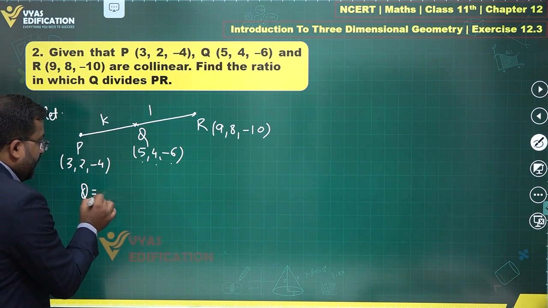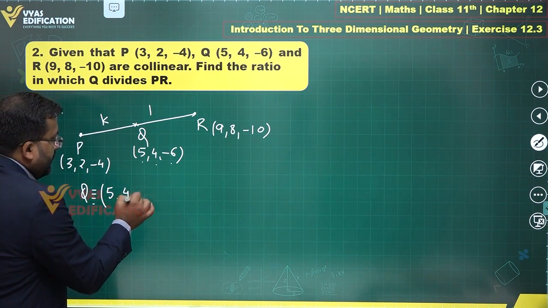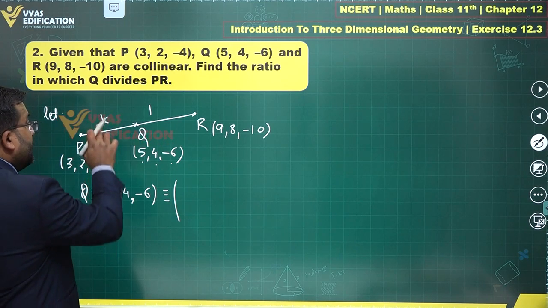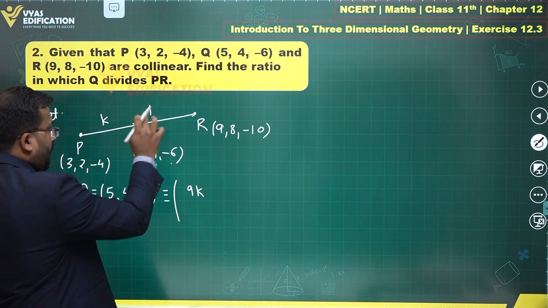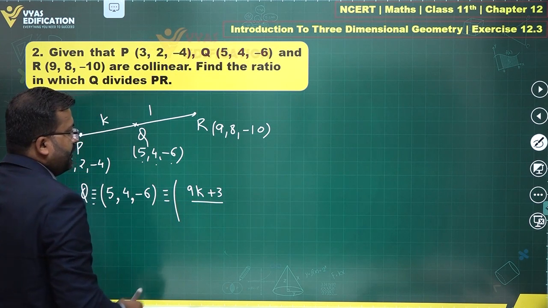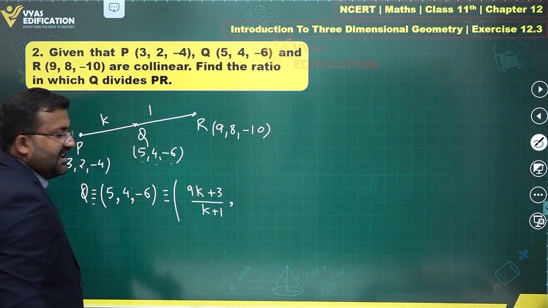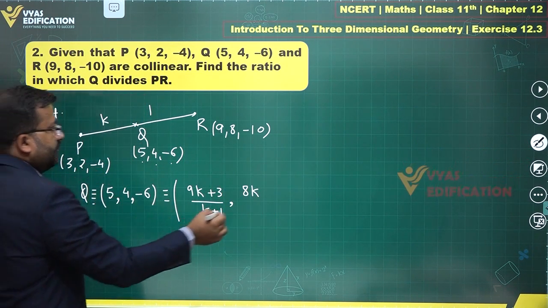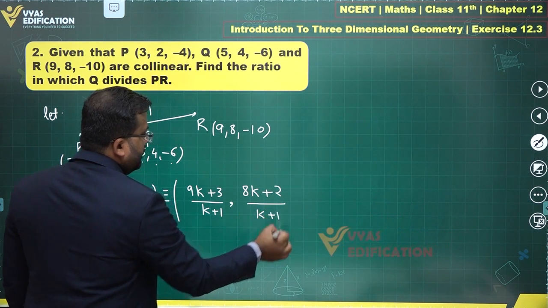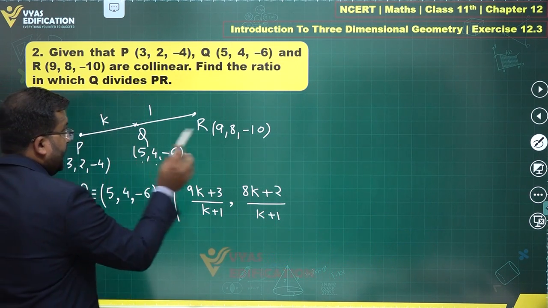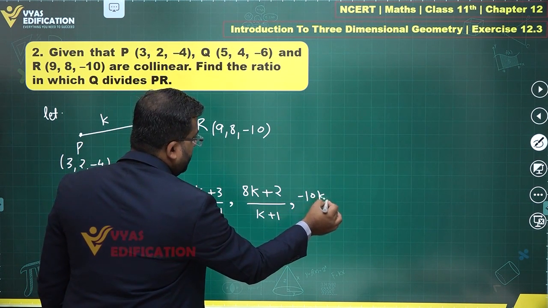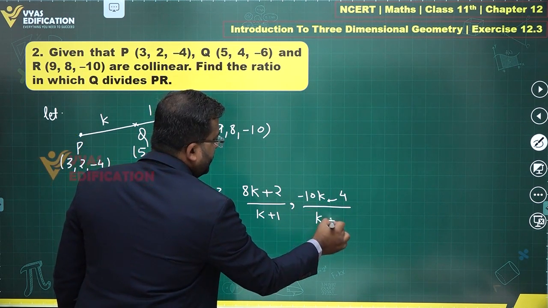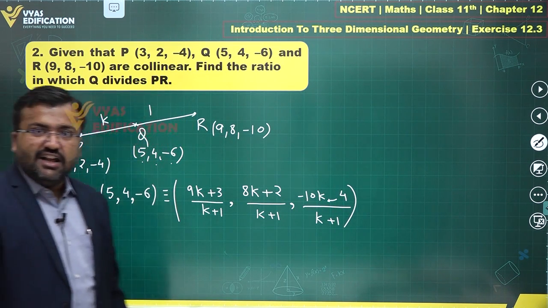So let's take a look at this one. Coordinates of Q, I already know them, that is 5, 4, minus 6, which will be equal to what? Let's note the X coordinate, K times 9, 9K, 1 times 3, upon K plus 1. This is the X coordinate. What about the Y coordinate? K times 8, 1 times 2, upon K plus 1. What about the next one? K times minus 10 plus 1 times minus 4, which is minus 4 upon K plus 1. These are the corresponding X, Y and Z coordinates.